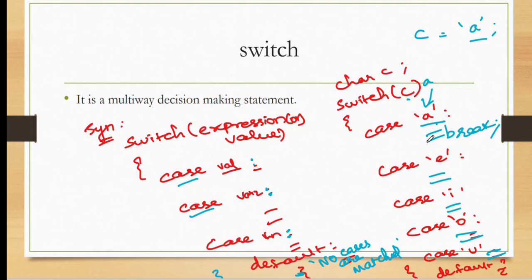If you give the break statement, it will execute case A and then exit the switch. If you don't give the break statement, and C equals I, it will execute I, and also O and U. It will execute the cases below if you don't give the break statement. If you give the break statement, only the particular case that matches the label and expression value is executed. Understood? Yes.